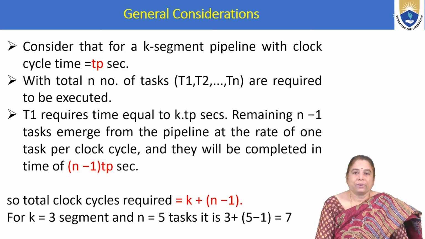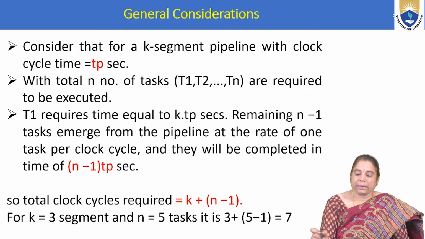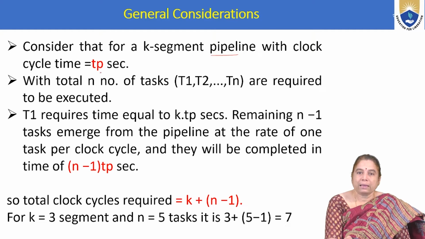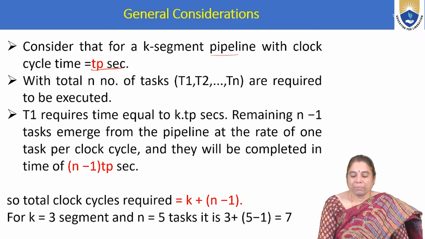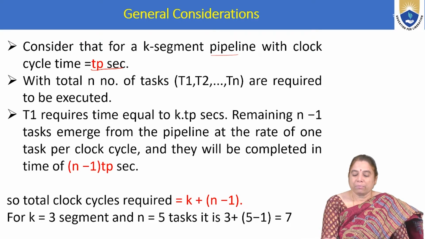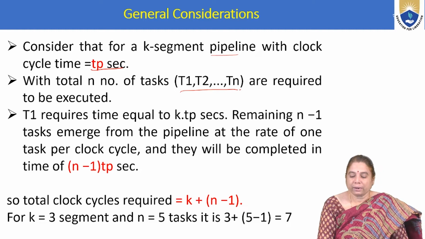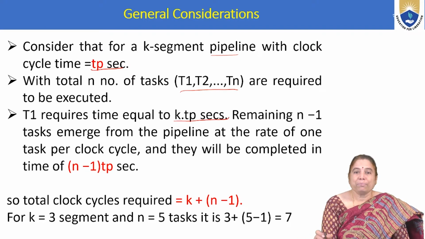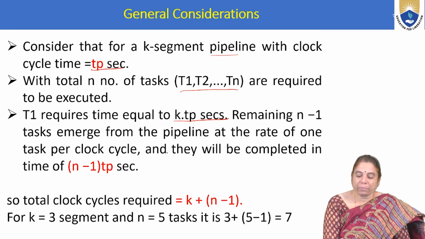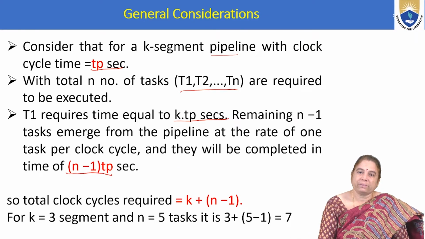So here, what are the general considerations during the pipelining process? For example, there is a k segment pipeline with a clock time of TP seconds. With a total number of n subtasks, T1, T2, etc. Tn are required to be executed. If T1 requires the time equal to k into TP seconds, the remaining n-1 tasks emerge from the pipeline at the rate of 1 task per clock cycle. So they will be completed within n-1 into TP seconds.